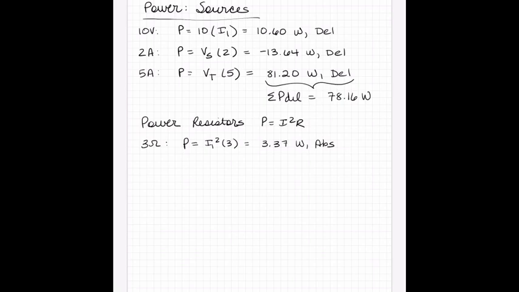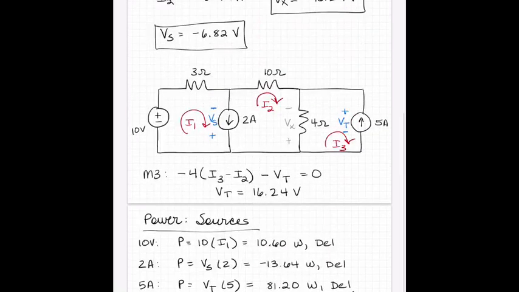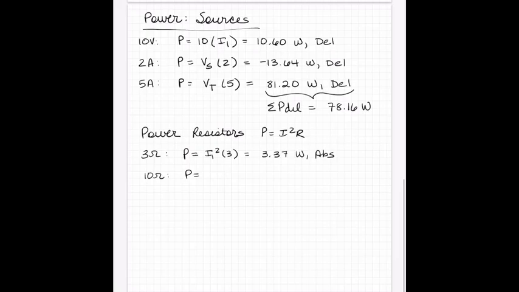Moving on to the 10 ohm resistor, P is equal to I squared R. The 10 ohm resistor is on the outside of a mesh, so it only sees mesh current I2. So we'll use I2 squared times 10. And when we substitute I2 in, we'll get this is equal to 8.84 watts absorbed.